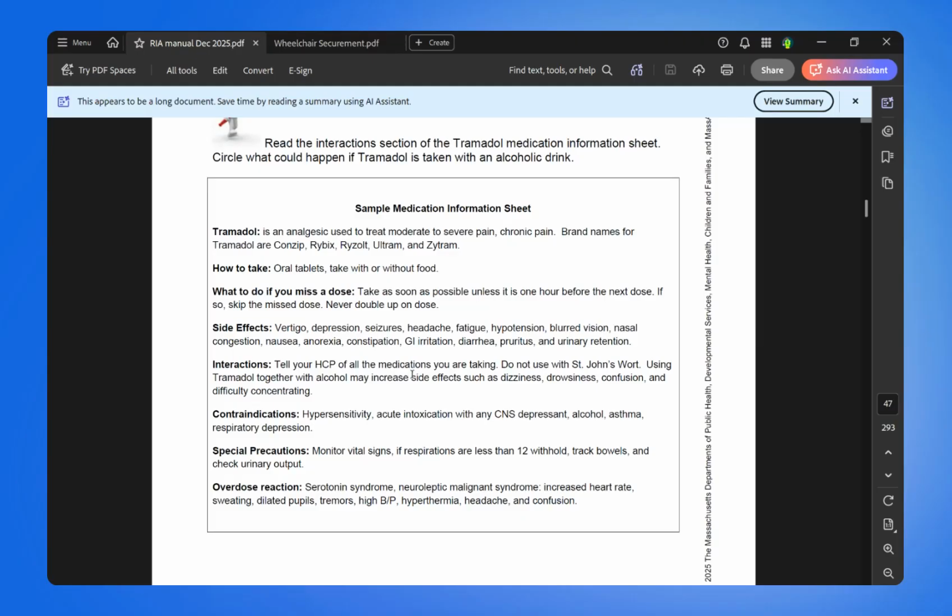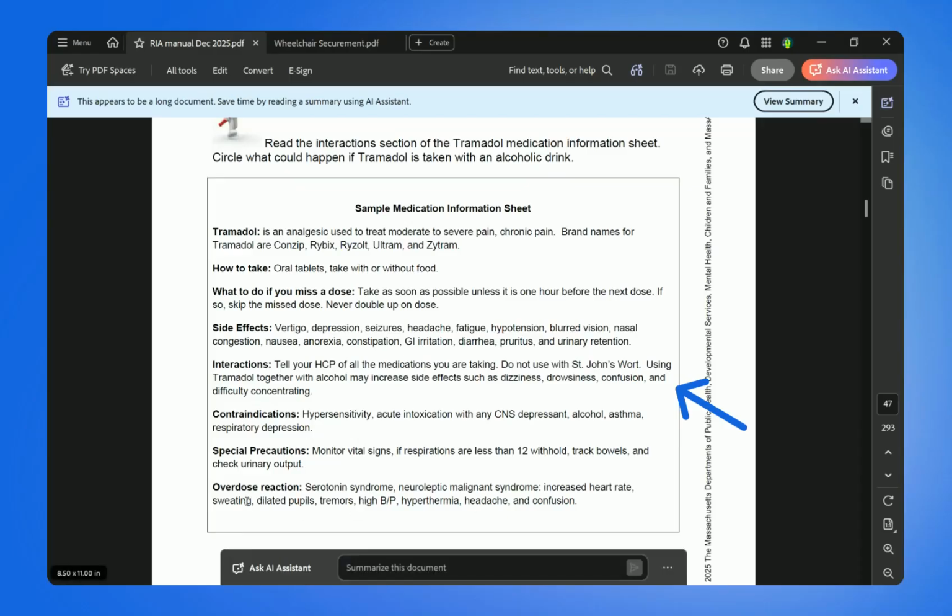So, interactions: tell your healthcare provider of all the medications you're taking. Do not use with St. John's wort. That is a dietary supplement. Some people use St. John's wort for depression or mood. So it's saying do not give tramadol along with St. John's wort. Using tramadol together with alcohol may increase the side effects such as dizziness, drowsiness, confusion, and difficulty concentrating. So those are the things that we would be circling as an interaction with alcohol.